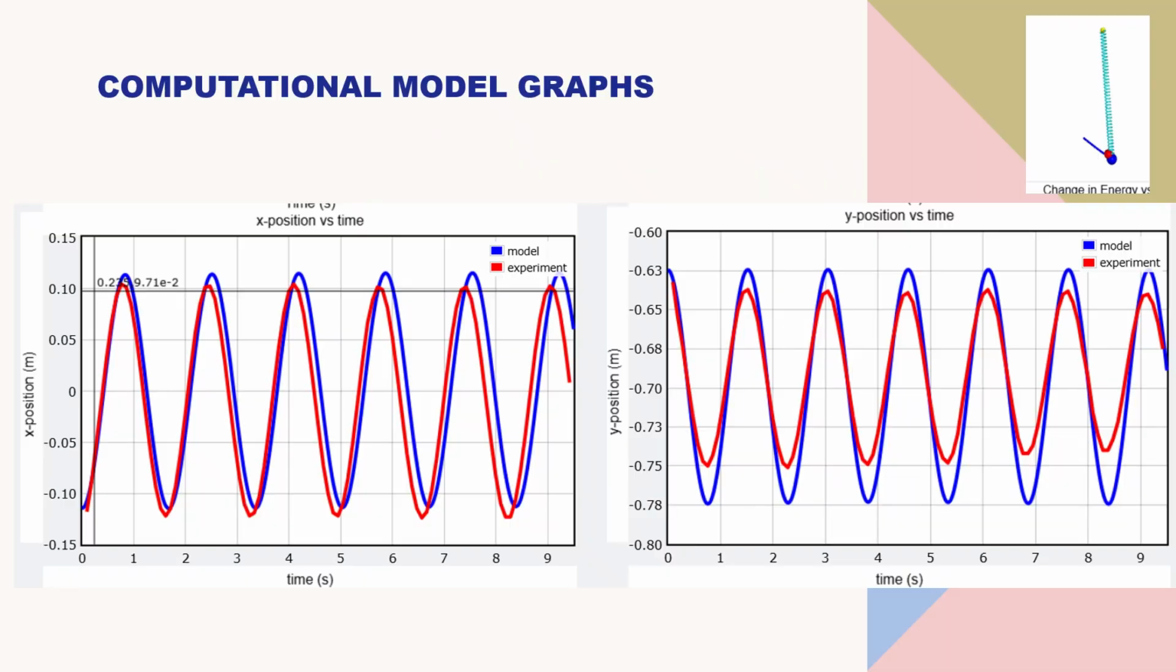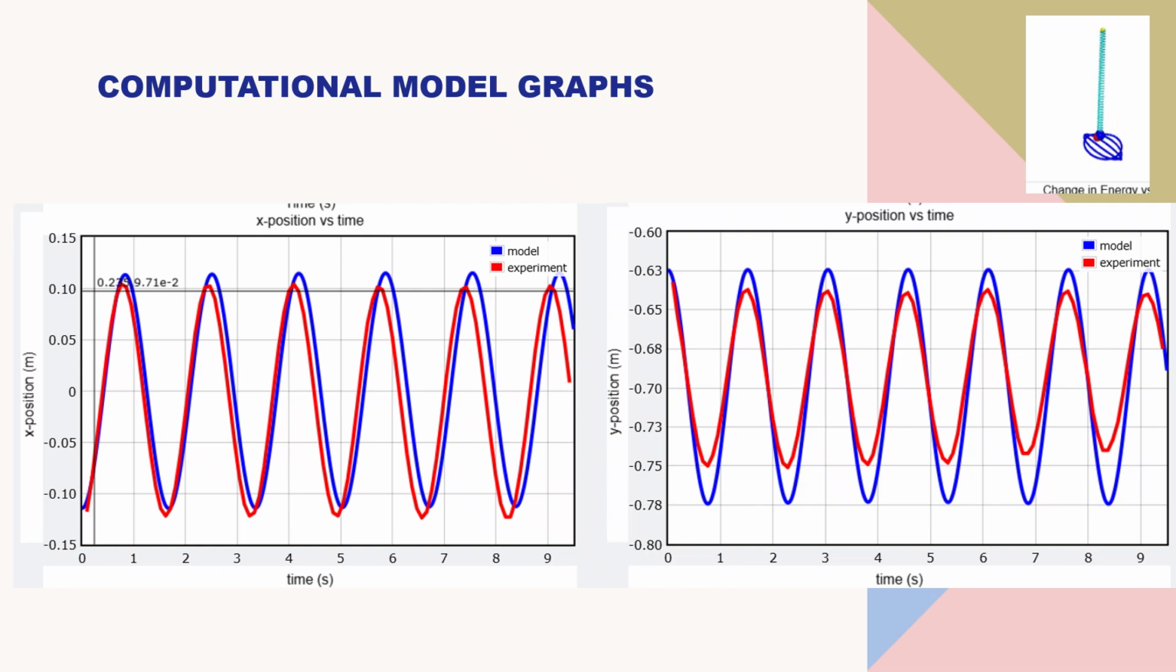Here are the graphs comparing our computational model in blue to the experimental Tracker data in red. In the X position graph on the left, both curves show sinusoidal oscillations with a period of about 1.9 seconds, oscillating between negative 0.11 and 0.11 meters. The model and data align closely.